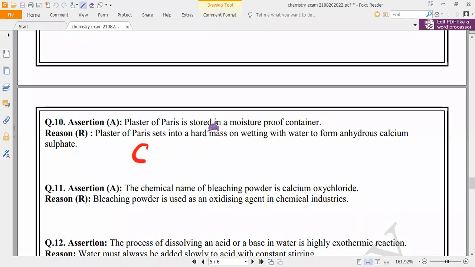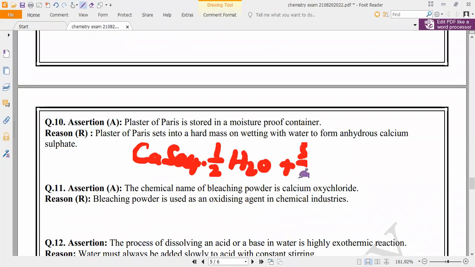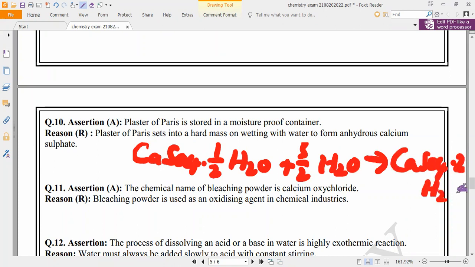CaSO4·1/2 H2O is the formula for plaster of Paris. Which will react with 3/2 H2O to form CaSO4·2H2O. This is what we should call gypsum. Is it yes, guys? So the reason is wrong, false, and the assertion is true.